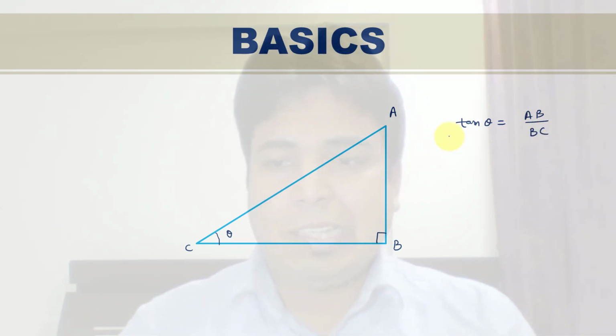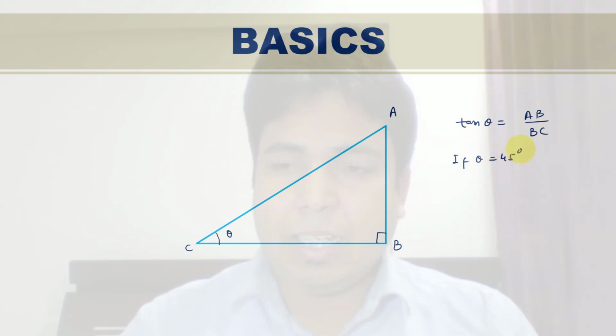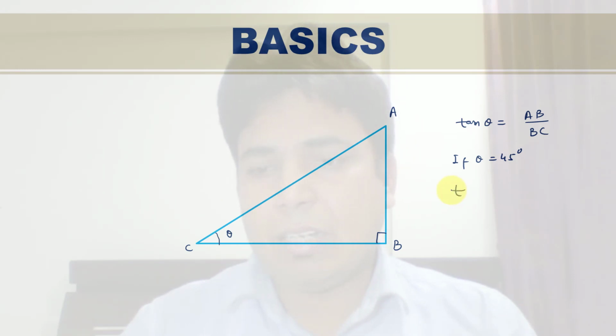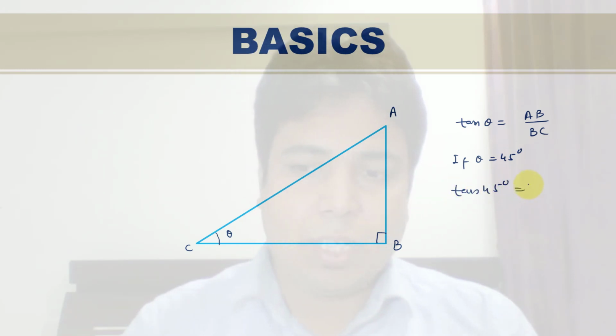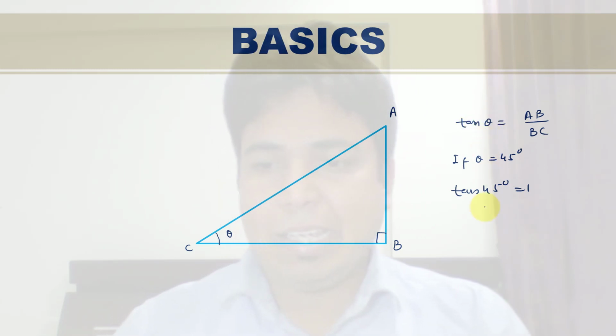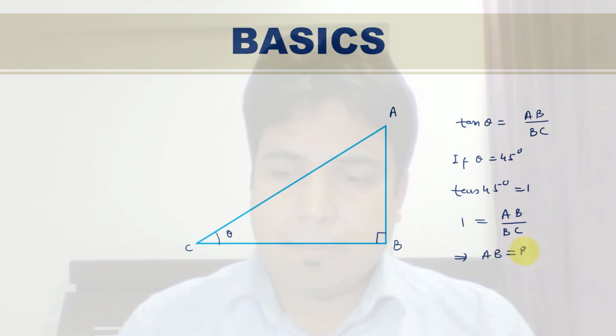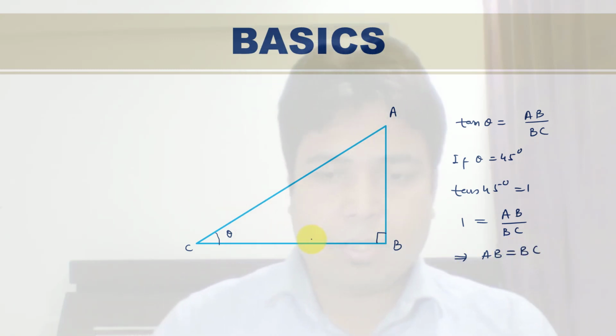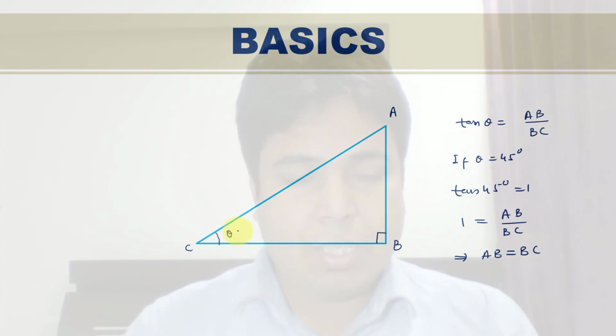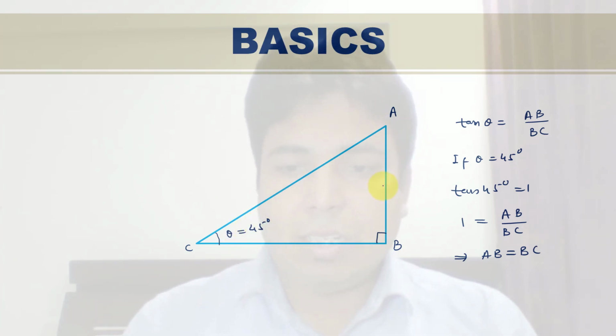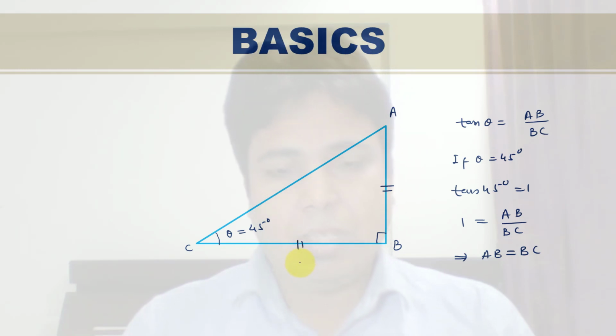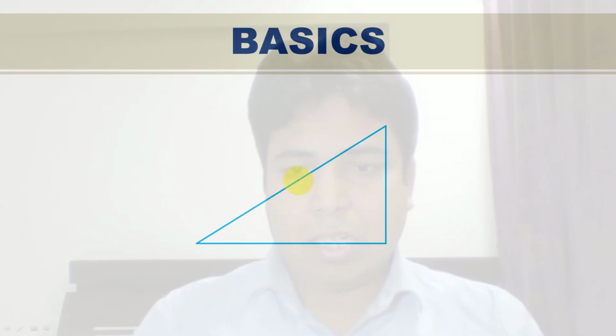Now if theta is equal to 45 degree, in that case tan 45 degree is equal to 1, and if we put 1 here, then it becomes 1 is equal to AB upon BC. This implies AB is equal to BC. So remember the first concept, that is if theta is equal to 45 degree, then this length and this length will be equal. Let's move on to another concept.